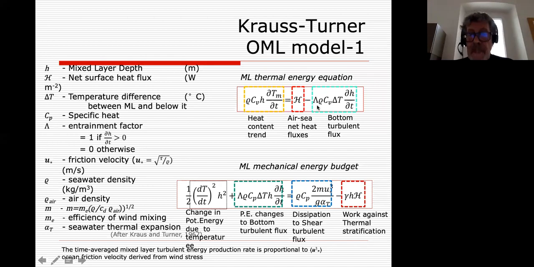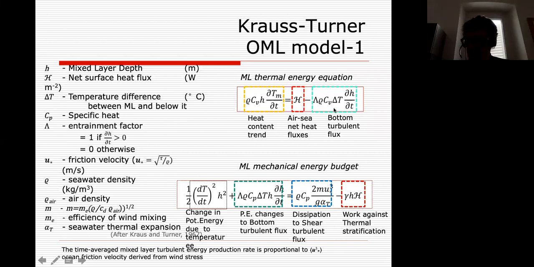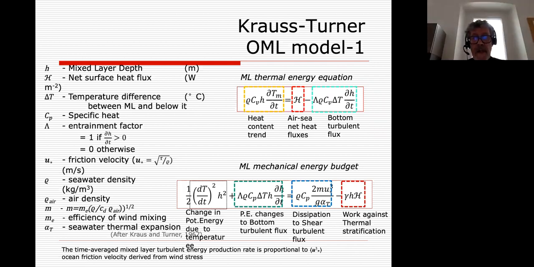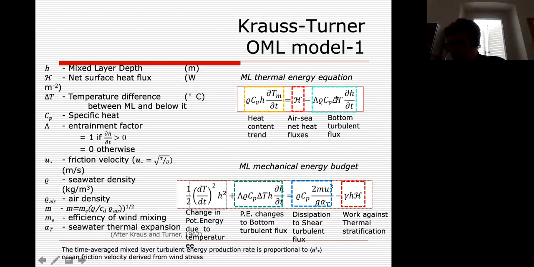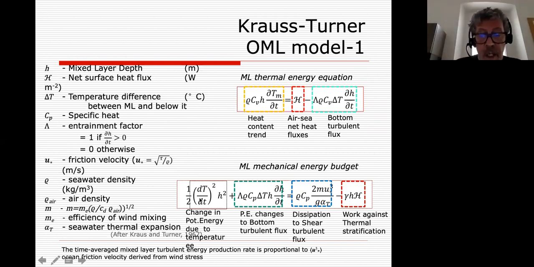So this term is active when the mixed layer goes down, essentially in autumn and in winter. In summer, this term is less effective. So we have two components, one due to the atmosphere, the other due to the turbulent input from the bottom. These two terms change the temperature.